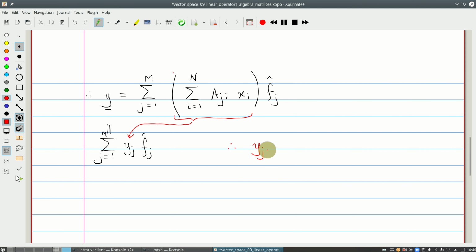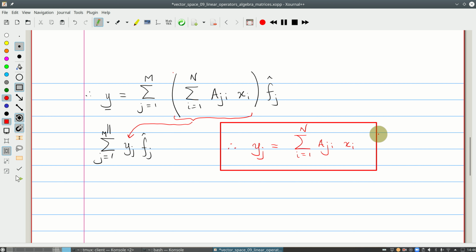Therefore y_j is equal to the sum i goes from 1 to n, a_ji x_i. Now what I've done here, and this is pretty important again, is that once we know what these a_ji are, we haven't defined what it is, right?